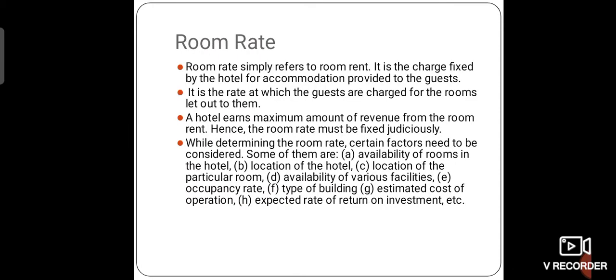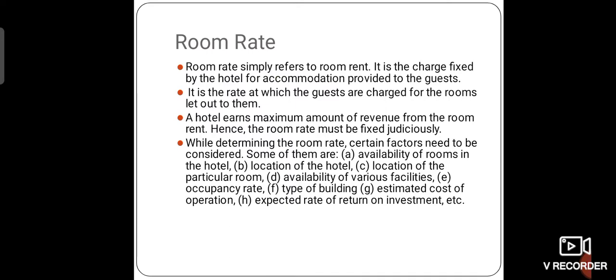Now the different calculations related with preparation of final accounts. First one is room rate. Room rate simply refers to room rent. It is the charge fixed by the hotel for accommodation provided to the guest. So we have seen that the most important revenue which a hotel receives is from the sale of rooms. So room rate refers to room rent.